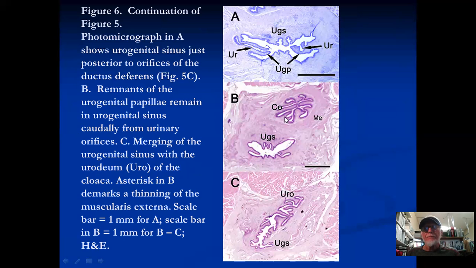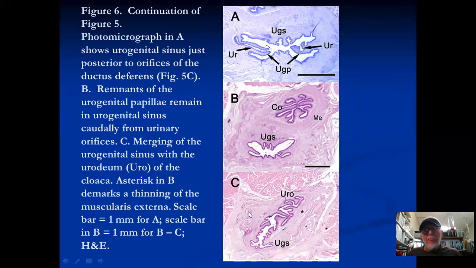In B, we see that the urogenital sinus now is not as expanded, it's becoming more contracted. The urogenital papillae are just about to be lost. But also up here we can find the coprodeum again with the well-defined muscularis externa.